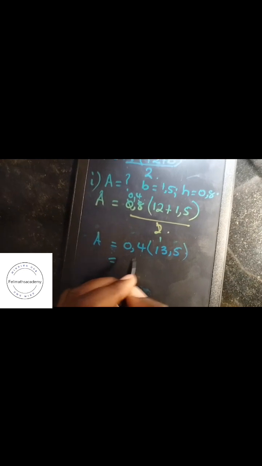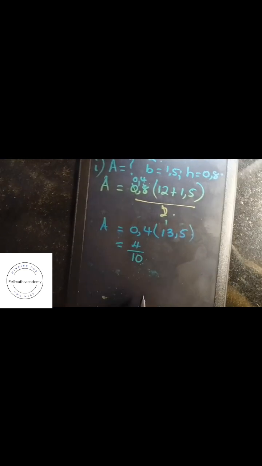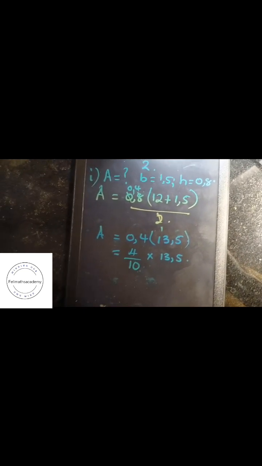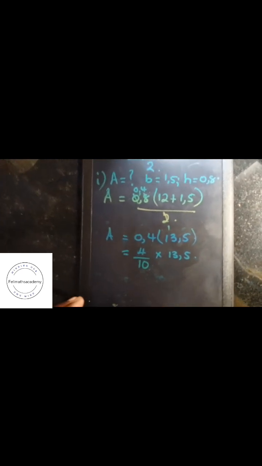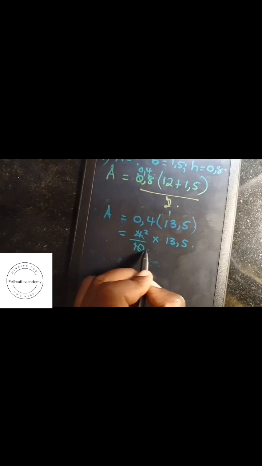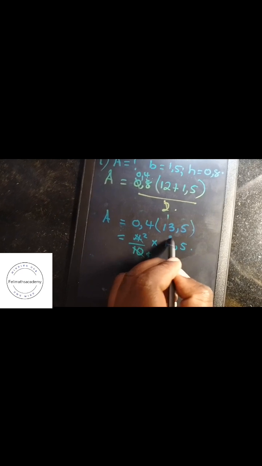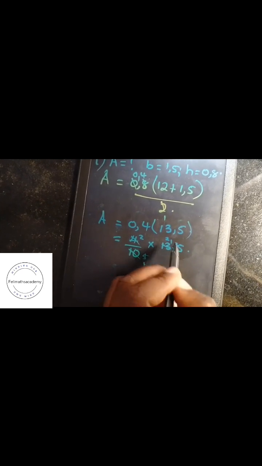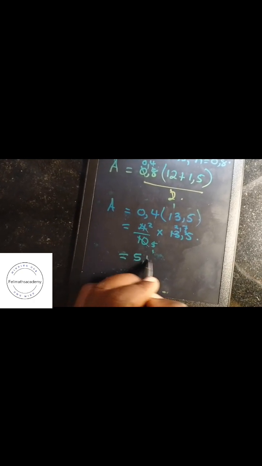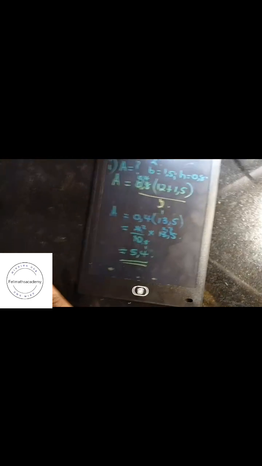Right, this 0,4 is just the same as 4 over 10, right? Multiplied by 13,5. We can divide this by 2 by 2, right? So it's by 2, 2, by 2, 5. Then by 5, 1, by 5, it's 2, remainder 3, into 35, it's 7. Then 2,7 times 2, it's 5,4. So the value of A is 5,4.